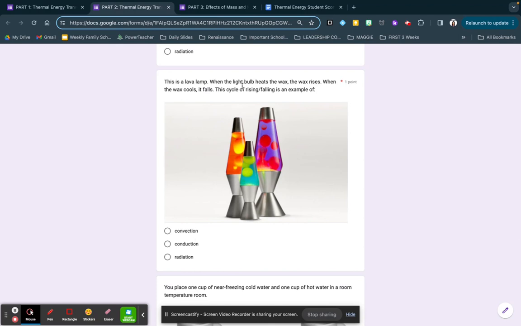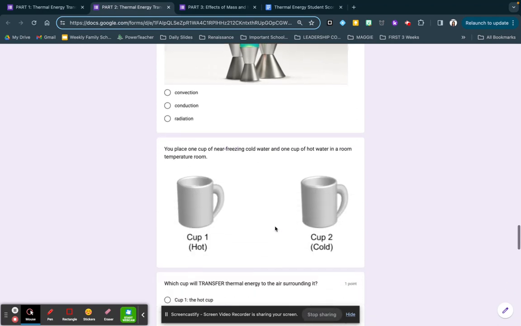Exact same thing here, guys. This is a lava lamp. So when the light bulb is heating, the wax will rise, right? It gets hot. It's less dense. It's going to rise up. When it gets to the top, it cools off and becomes more dense and sinks back down. So there's a whole circulation pattern here. Is that convection, conduction, or radiation?